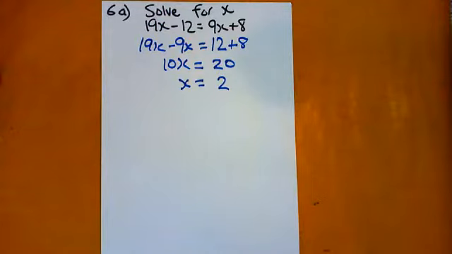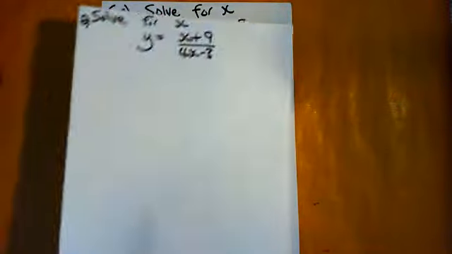And let's check that that fits both sides of the equation. We have 19x minus 12 on the left, which is 19 times 2 is 38, minus 12 is 26. Left hand side is 26, and the right hand side is 9 times 2, which is 18, plus 8 is 26. Both sides are 26 when x equals 2, so good as gold. Now we're ready for question B.